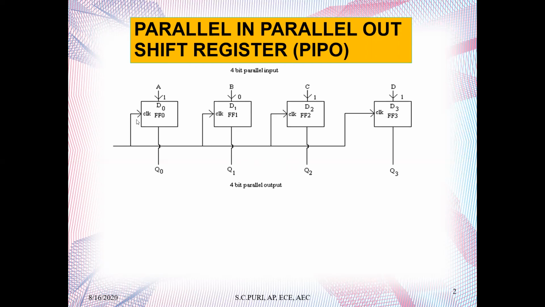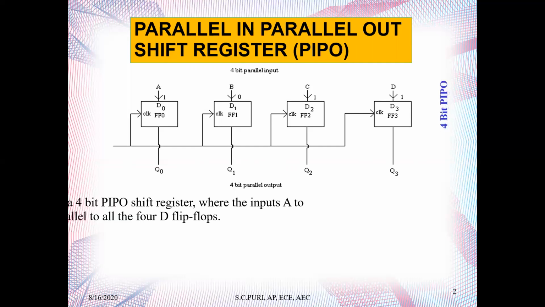Now you can see here data is entered not serially but rather in parallel to all the D flip-flops, and it is also taken out in parallel. Data is entered here as A, B, C, D in parallel, and the data is collected at the same time at Q0, Q1, Q2, Q3. It is definitely a 4-bit configuration, or rather a 4-bit register, with parallel input and parallel output.